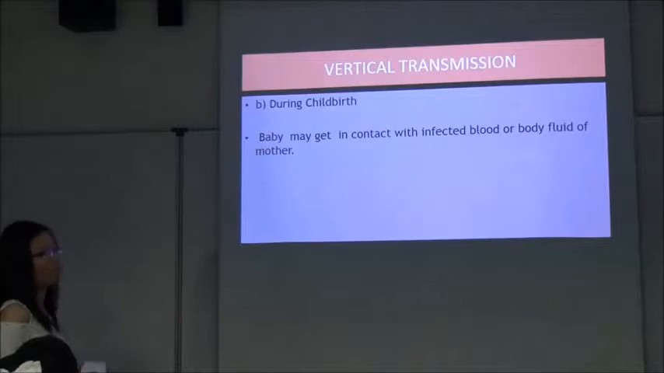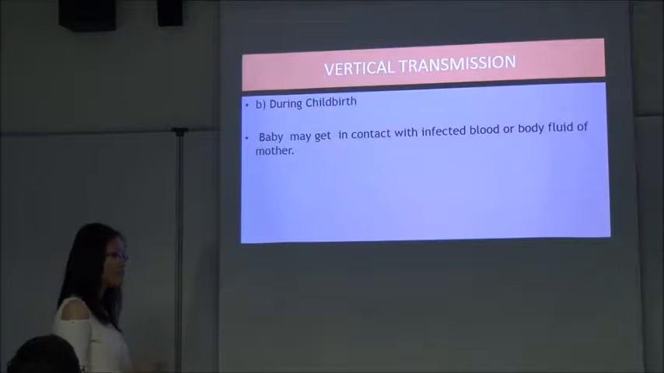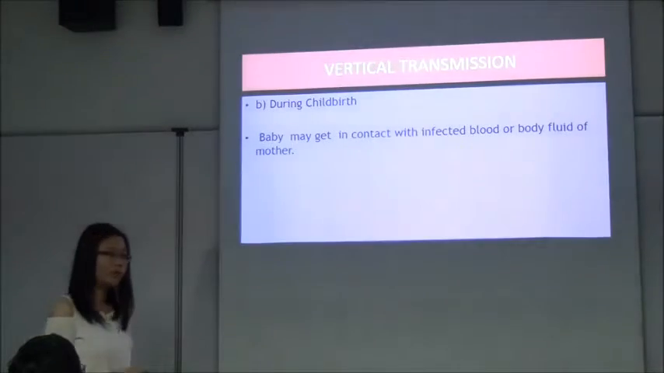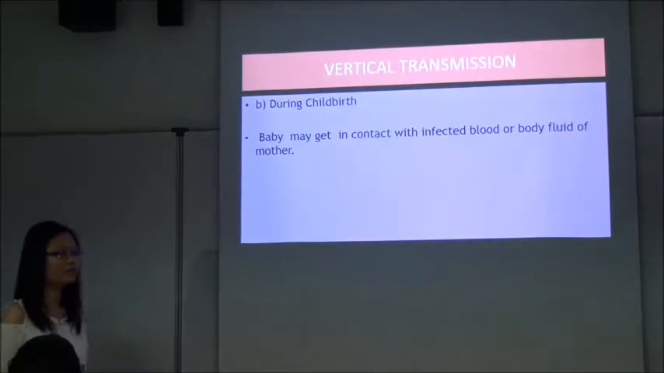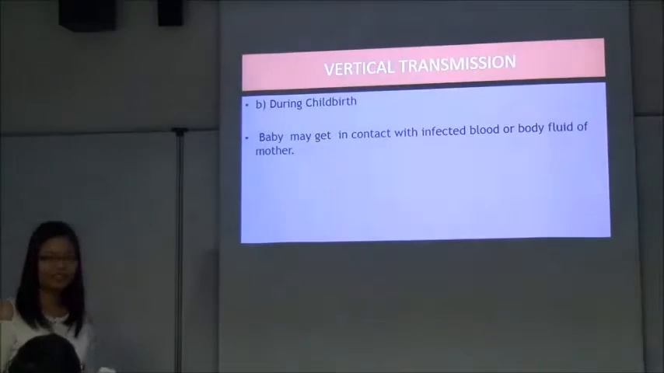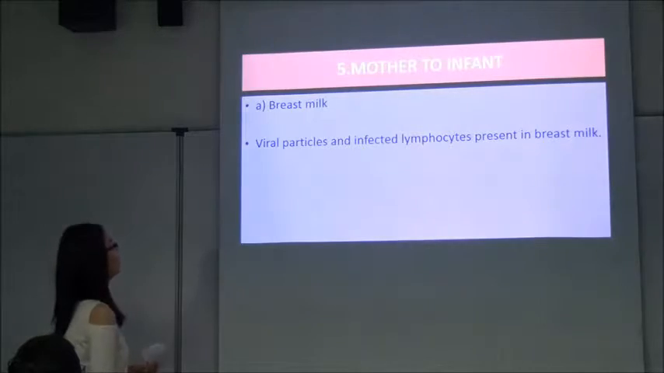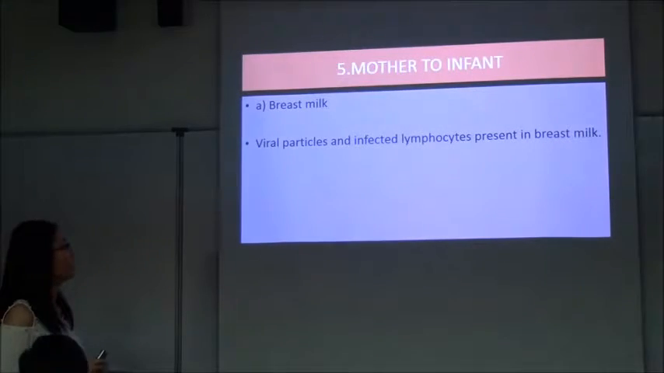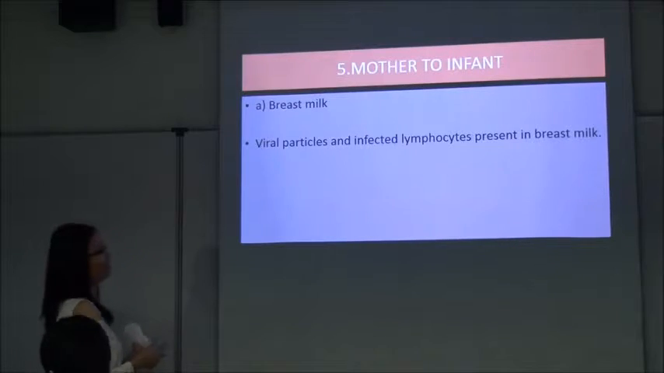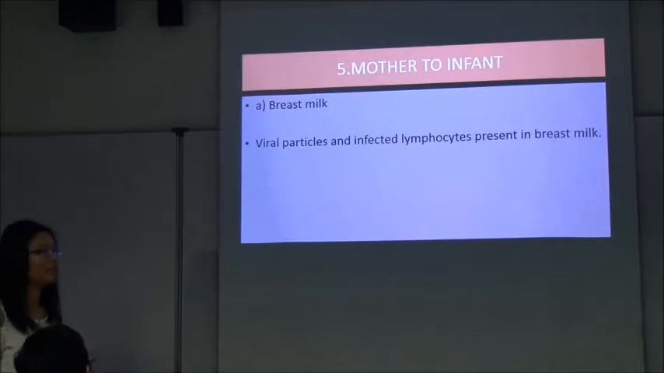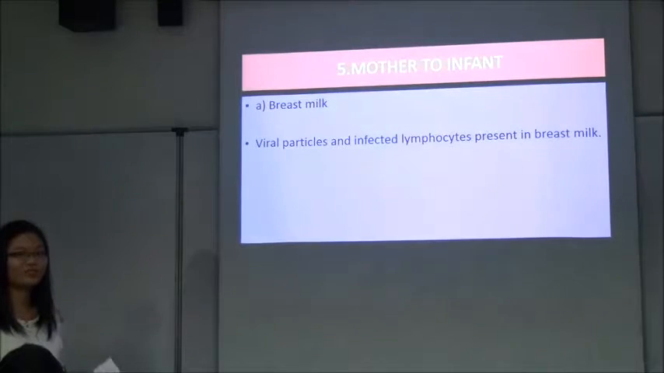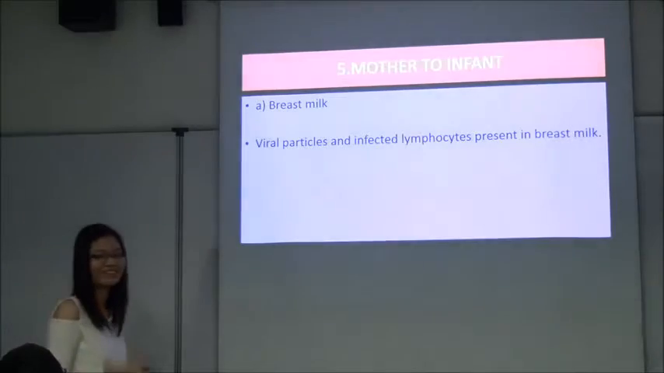During childbirth, if the mother chooses to undergo vaginal childbirth, the baby can get in contact with the infected blood or body fluid. However, most doctors will recommend that the pregnant woman go through cesarean delivery instead. And lastly, it can be transmitted through breast milk because viral particles and infected lymphocytes are present in the breast milk. However, most HIV-infected mothers will choose to use infant formula instead.